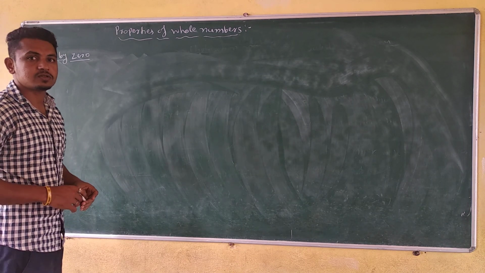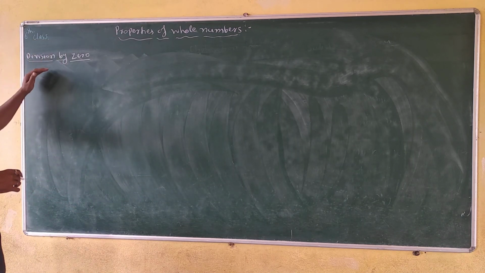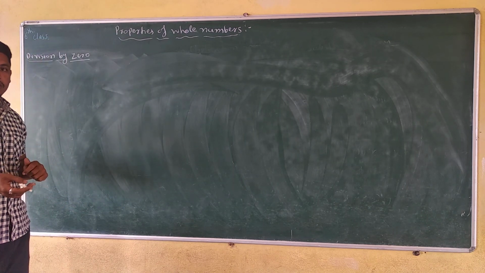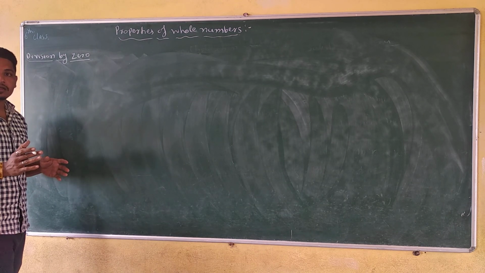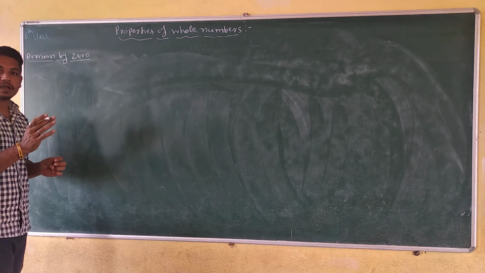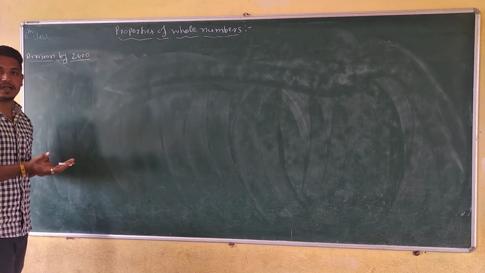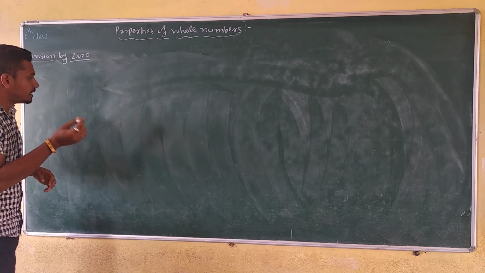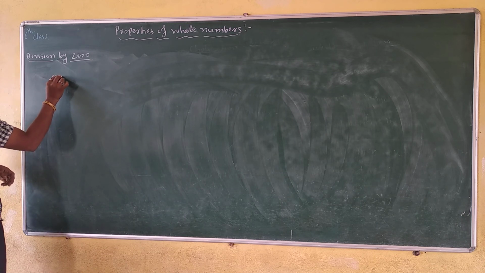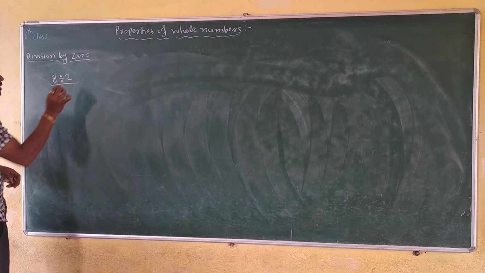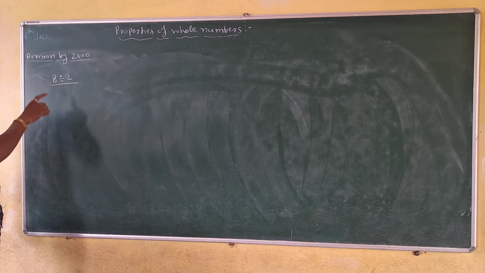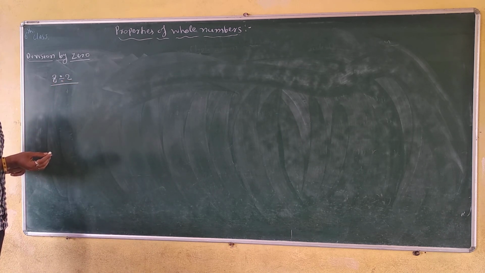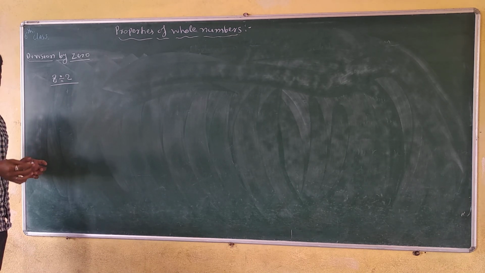So hello my dear students, today in this class we are going to study about division by 0. Okay, so what is division here? Division is subtracting a number repeatedly. Take one example, 8 divided by 2. That number is subtracted from 8 repeatedly till we get the remainder 0.